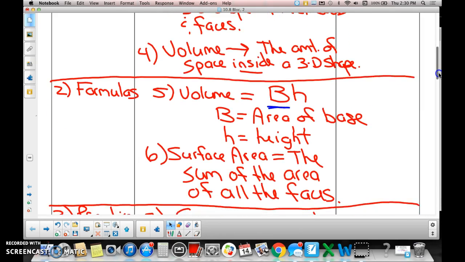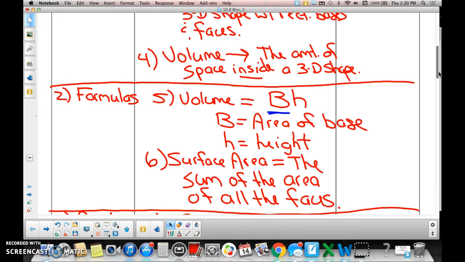And then surface area, somebody explain to me how you calculate surface area of any 3D shape. Alexis. The sum of the area of all of the faces, right? So you take up every single side and add it together. Okay? Got it?